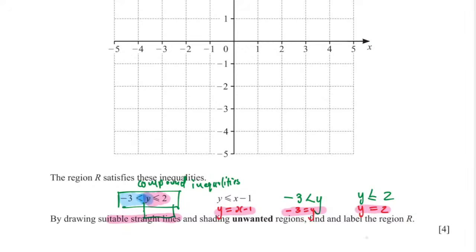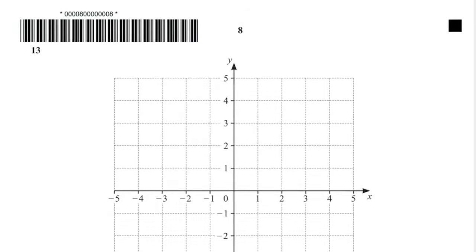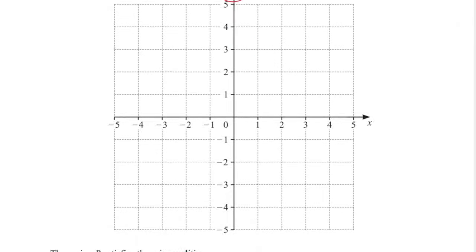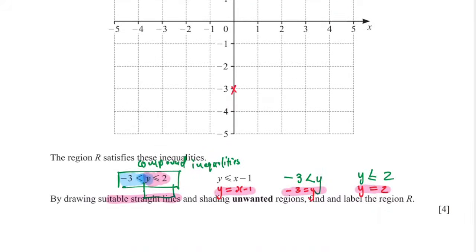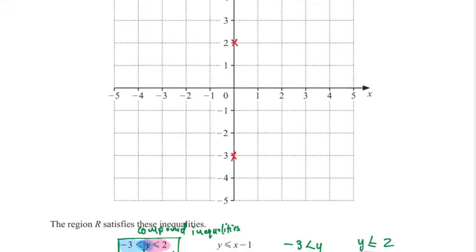Minus 3 is equal to y, and y is equal to 2. On the y-axis, the first line is here at minus 3. The second one is here at 2. It should pass through these points. So let's put one which passes through 2. When we are putting it, you check the inequality, what it looked like. Did it have an or equal to? If it did, then you make it a solid line. If it didn't, then you make it a dotted line. Well, it did have an or equal to, so it has to be a solid line here on 2.